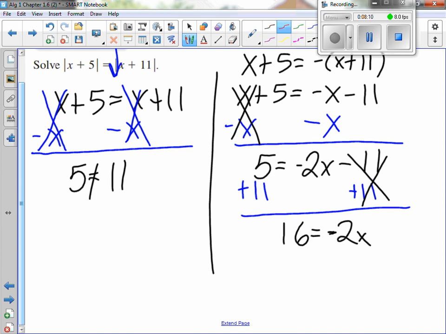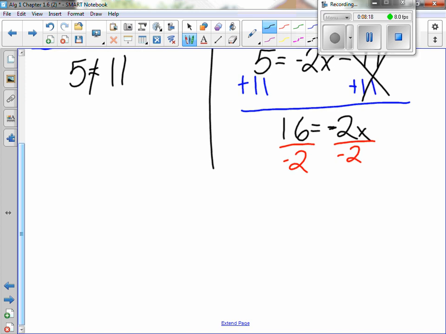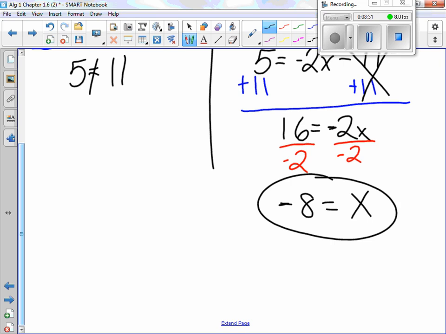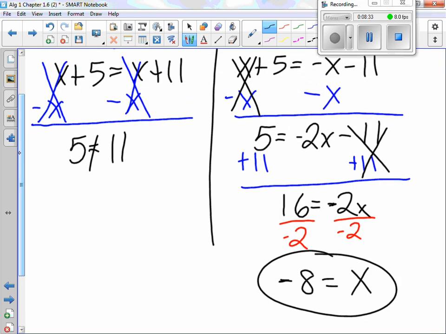And lastly, we need to divide so that x is by itself. So I'm going to divide both sides by negative 2. Negative 2 divided by negative 2 will give me just x, because the negative 2 over negative 2 will simplify to 1. 16 divided by negative 2, negative 8. And that's our answer. And we can plug it back in and check it, and it will work. But that's our answer right here.